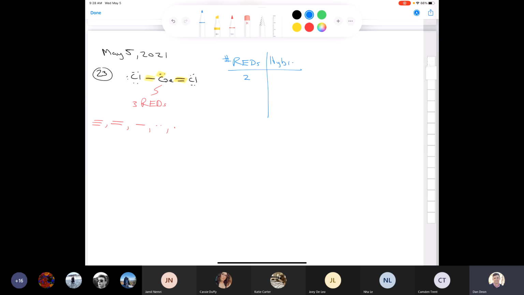So when we have 2 regions of electron density, we have sp hybridization. When we have 3, we have sp2. When we have 4, we have sp3. When we have 5, we have sp3d. And when we have 6 regions of electron density, we have sp3d2. Since we have 3 regions of electron density, the germanium is sp2 hybridized. So sp2 hybridization in this case. We'll just write it here, sp2.